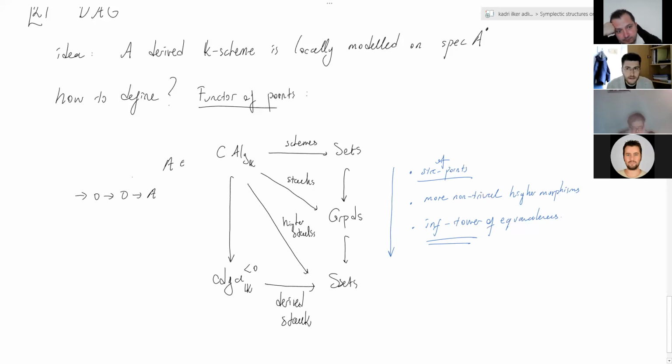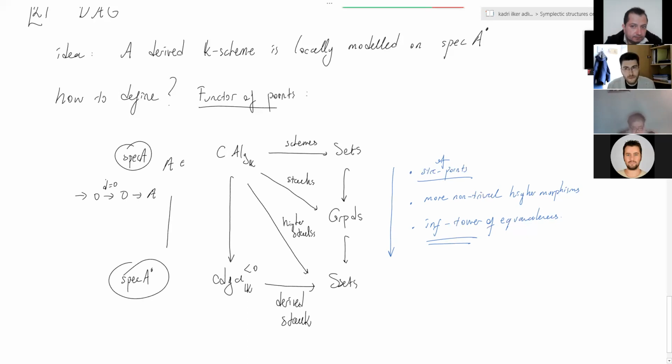Concentrated in degree 0 and with the trivial differential. So therefore, you can trivially see this K algebra as a certain CDGA. And therefore, if you define some spec A dot here, which is the affine scheme, so spec A dot turns out to be the affine derived scheme. Therefore, when you move from top to bottom, the local model is changing, basically.